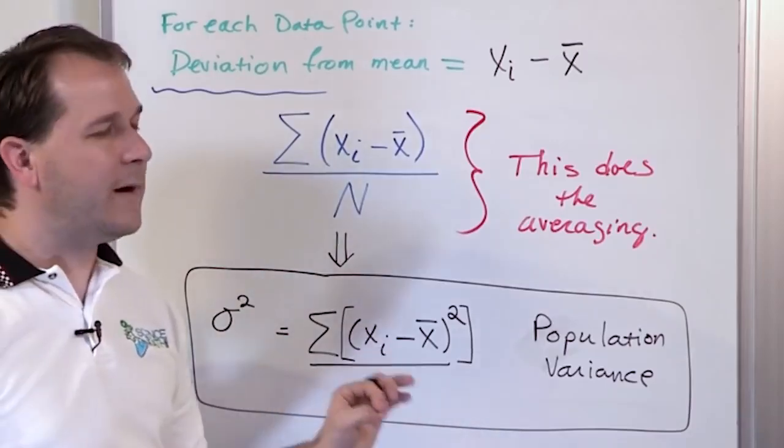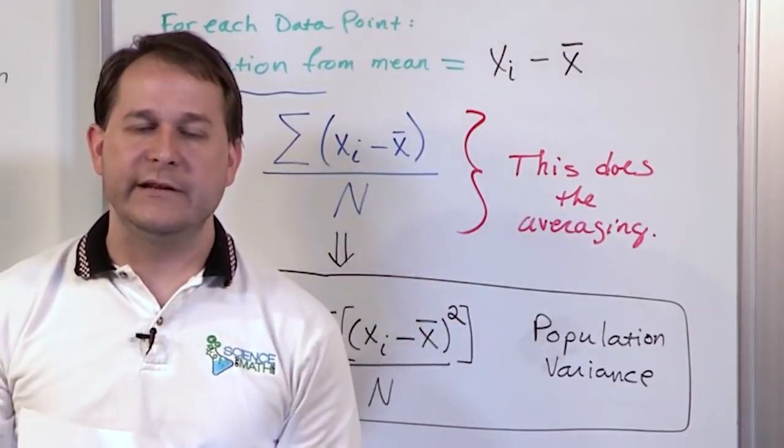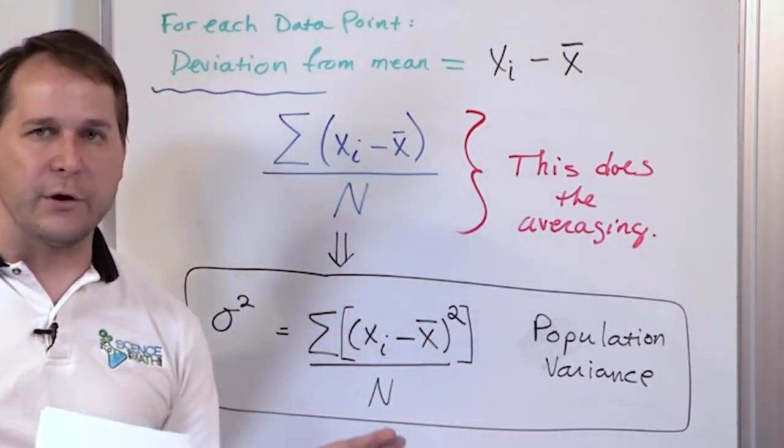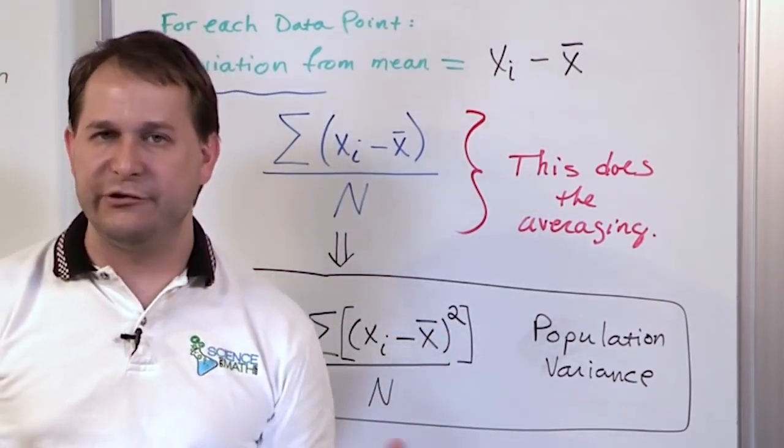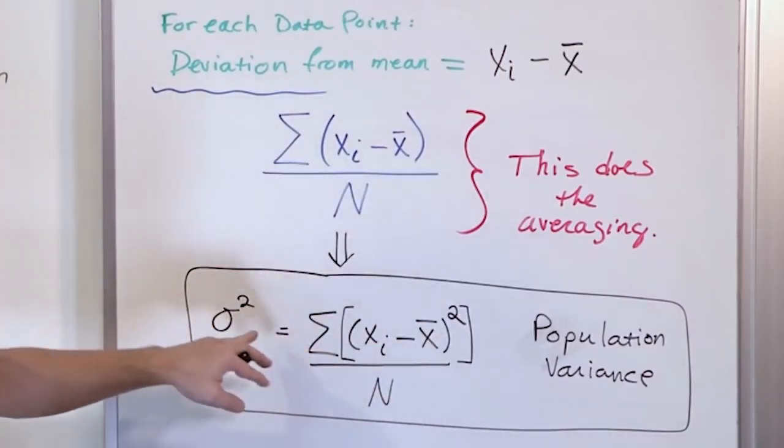You divide by the number of samples. This is averaging the deviations. You're still averaging the deviations. The only thing is you're squaring them first just to get around this whole negative issue that we talked about. So this is called the variance.